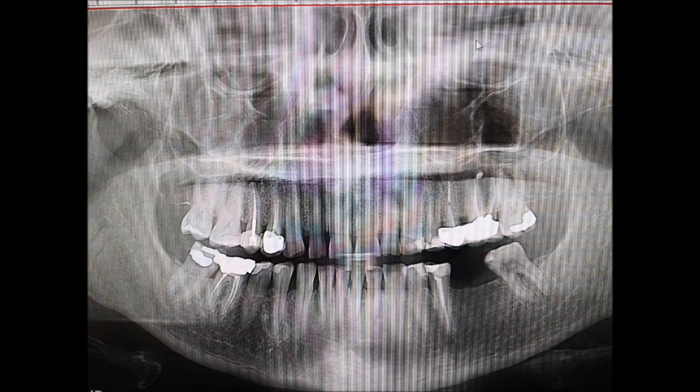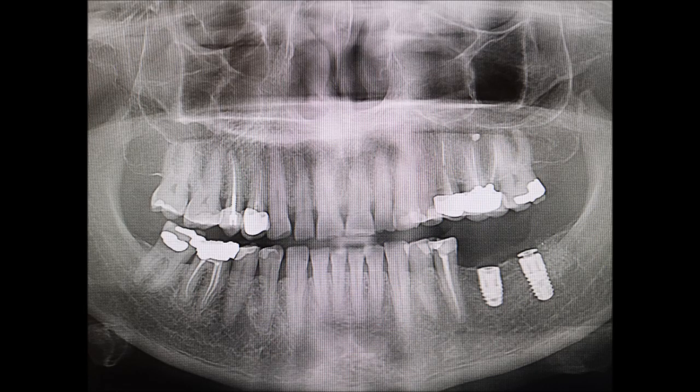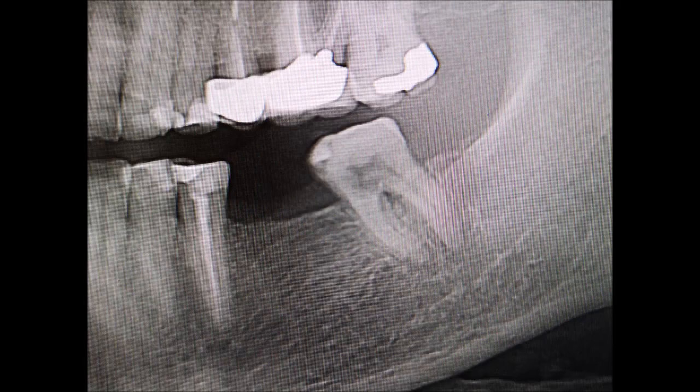Here is the pre-operative and the post-operative, and we can see here that we have enough space between the implant and the inferior alveolar canal.